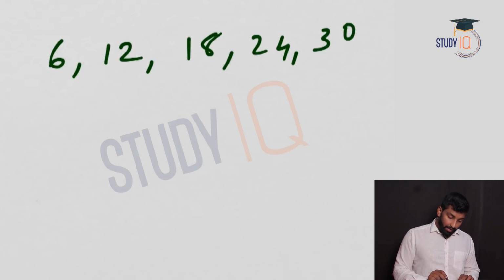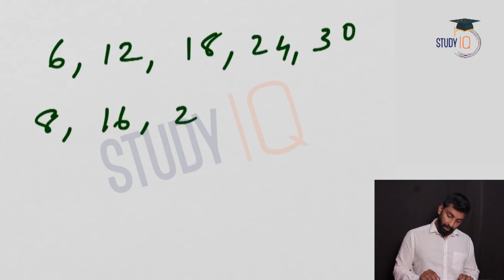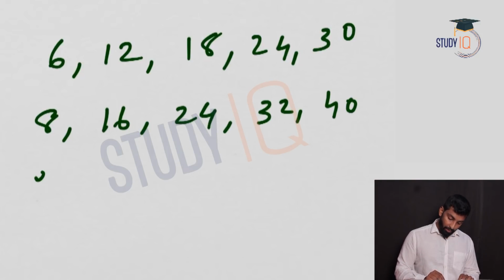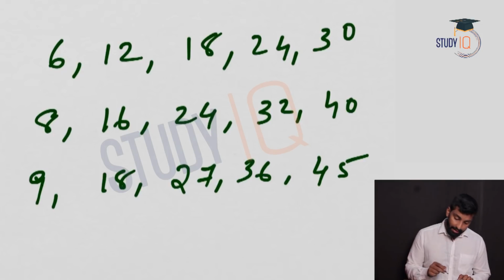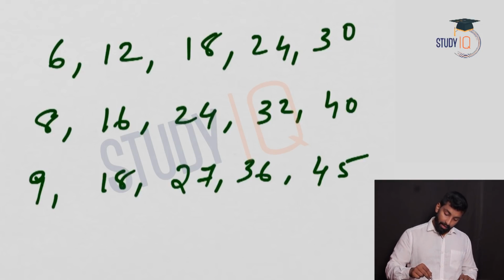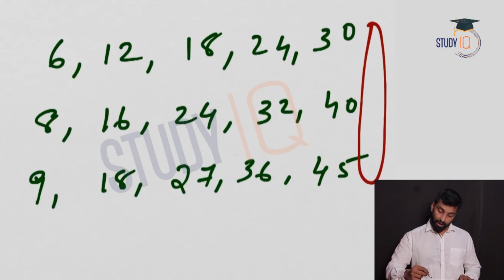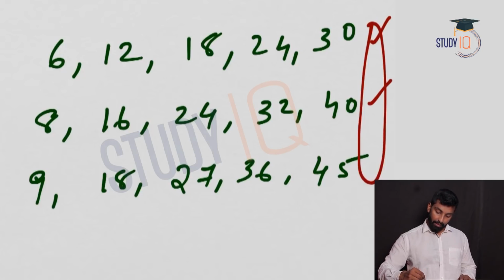Every 8th box contains the second item, so it will go in the multiples of 8: 8, 16, 24, 32, 40, right? Now every 9th box, that means 9, 18, 27, 36, 45, etc. it will go. And they are asking, there will be a box where you can find this item and this item.